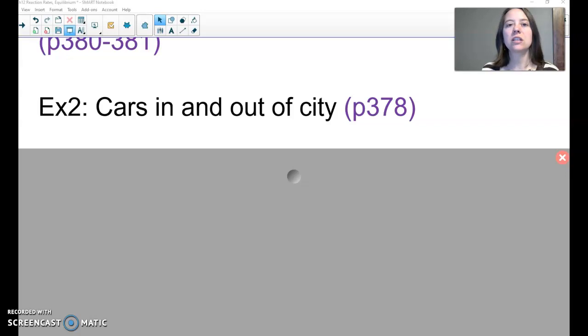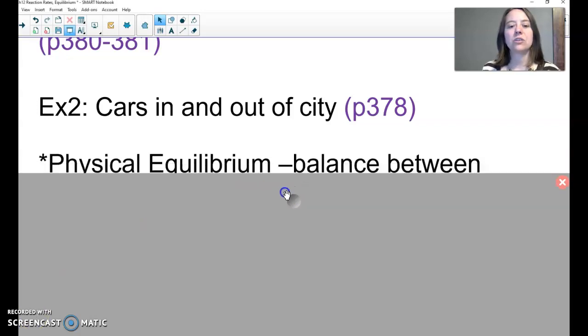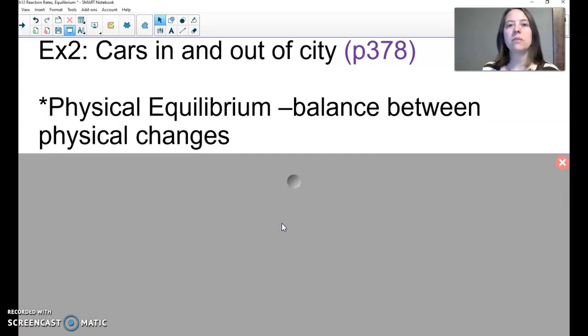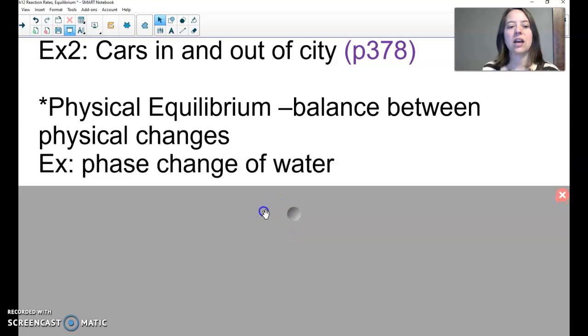Hopefully that idea of equilibrium makes sense, and if we get a little bit further into it and some of the details are confusing, just come back to this idea that the system is not unchanging, it's just that the forward and reverse reactions are balanced. So there are two types of equilibrium, physical equilibrium and chemical equilibrium. Chemical equilibrium involves chemical reactions, and physical equilibrium involves physical changes. In a physical equilibrium, the system is balanced between physical changes, and one example is phase changes of water.